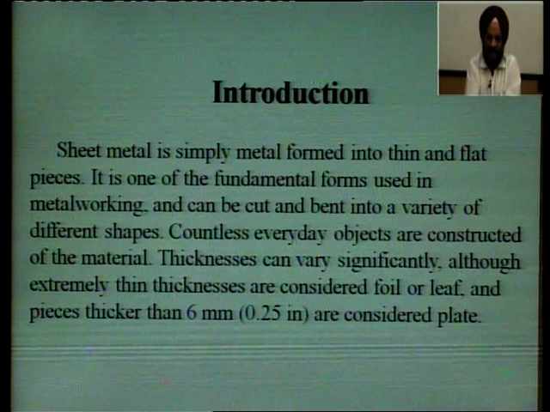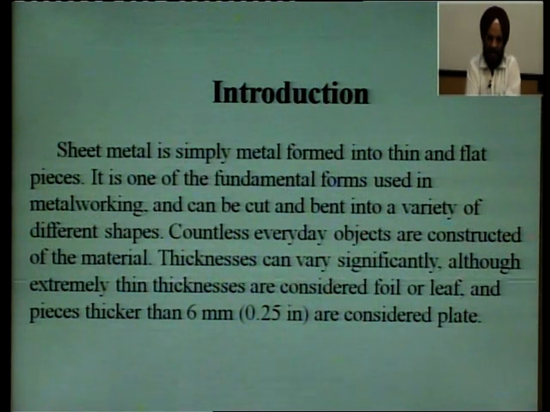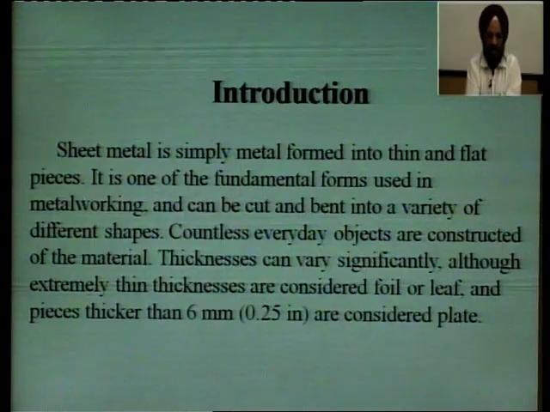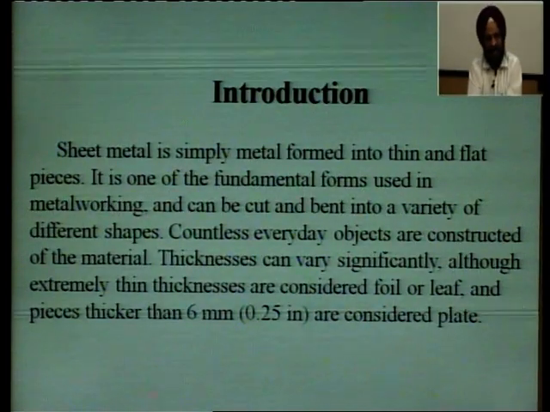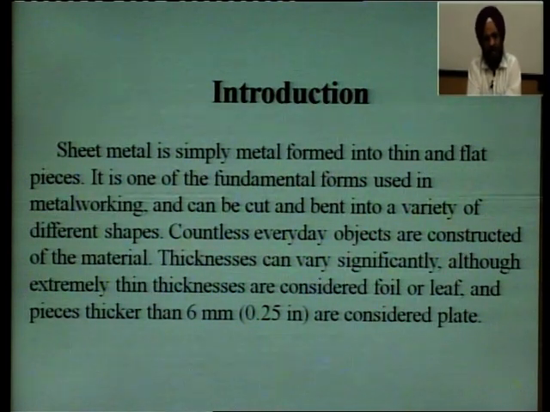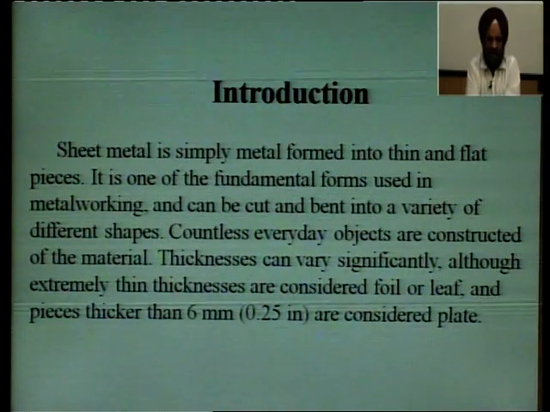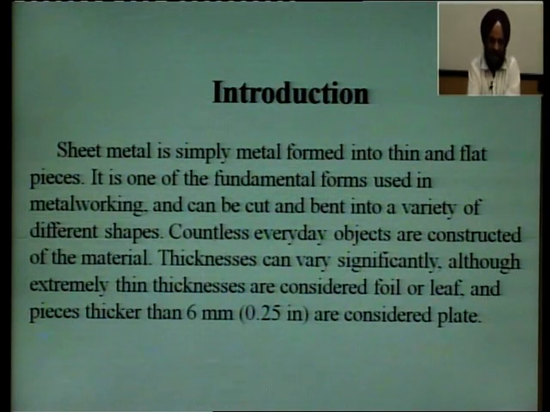Very thin components or sheets are called foil, and pieces thicker than 6 mm are considered plate. So sometimes we are asked the question, what is the difference between sheet and plate? If it is more than 6 millimeters or 0.25 inches, they are called plates, and less than this is called a sheet.